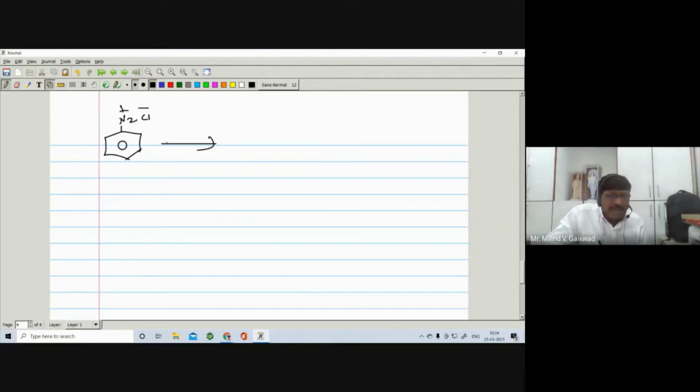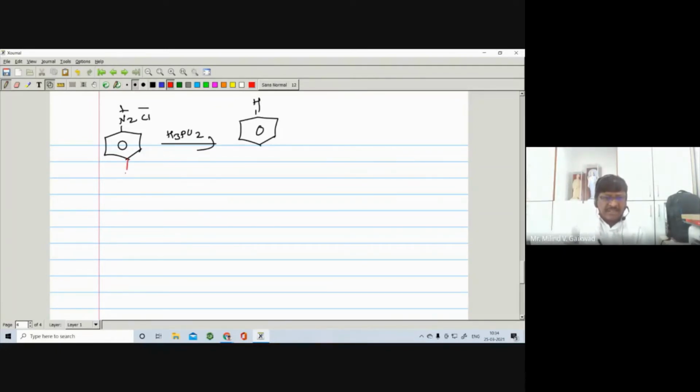Now, if we treat with H3PO2, it is called hypophosphorus acid. So it is seen that the diazonium group will be replaced by the hydrogen. So you can also add a hydrogen and we can convert it into the corresponding benzene.